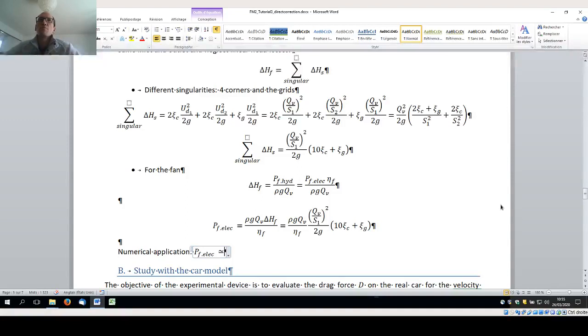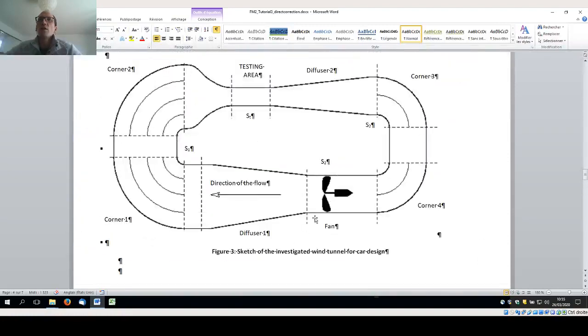So some of you can do the calculations. One of your colleagues was asking, why did we ignore the linear losses? We ignore the linear losses in this configuration mostly because we don't have so much straight part with constant section. We have only this small section, this testing area, which in terms of length is very small compared to all the changes of geometry we have.